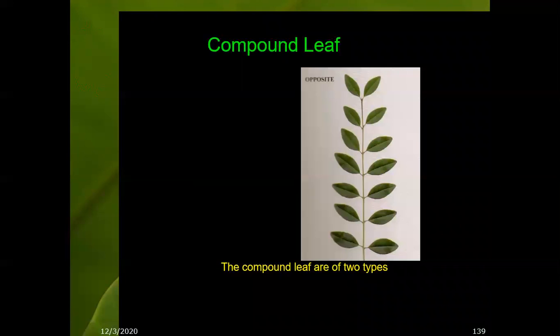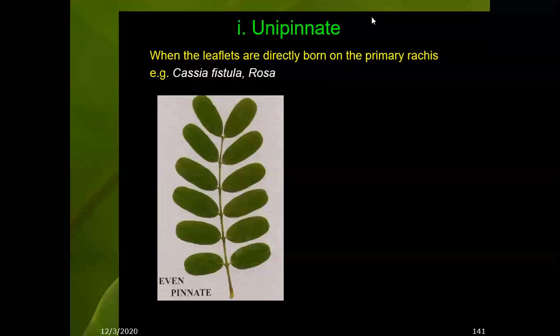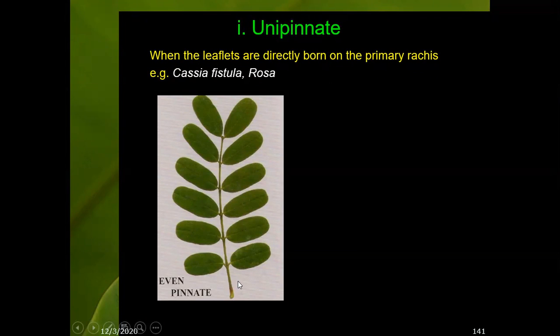Let's study the compound leaf. The types of compound leaves are unipinnate, bipinnate, tripinnate and decompound. They are feather-like, and such leaves are of four types. The first one is unipinnate.